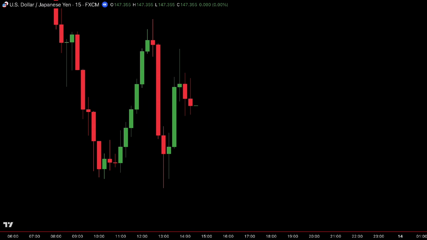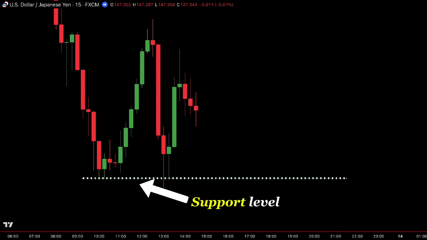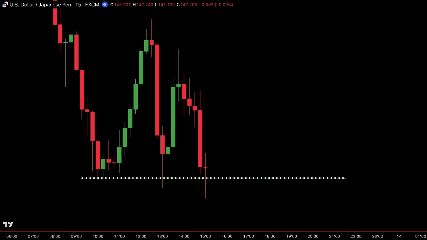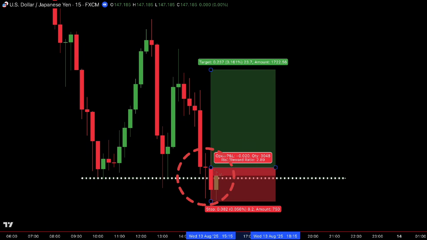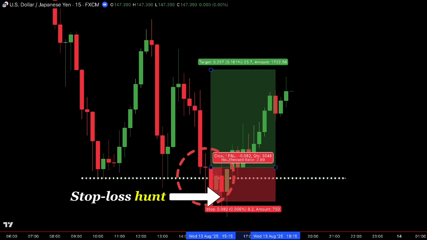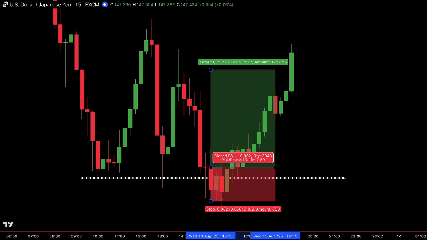Look at this chart. You've identified a clear support level where price has bounced twice. It's a key level that catches everyone's attention. Now look at what happens next. Price approaches that level again. You expect another bounce, so you place your trade. But instead of bouncing, the market drops just enough to hit your stop loss, and then immediately reverses.